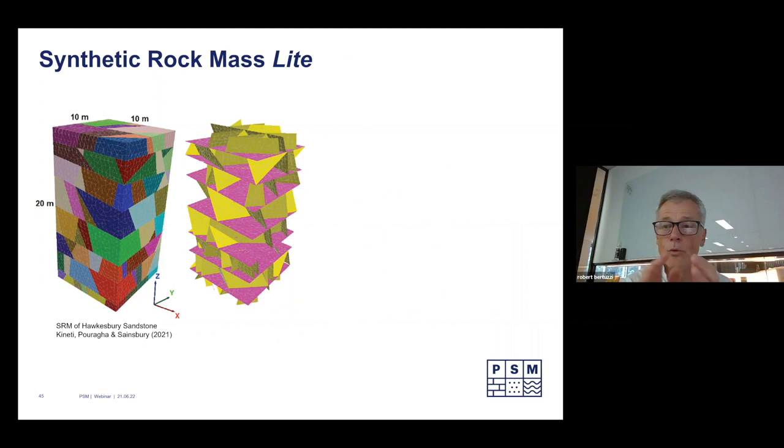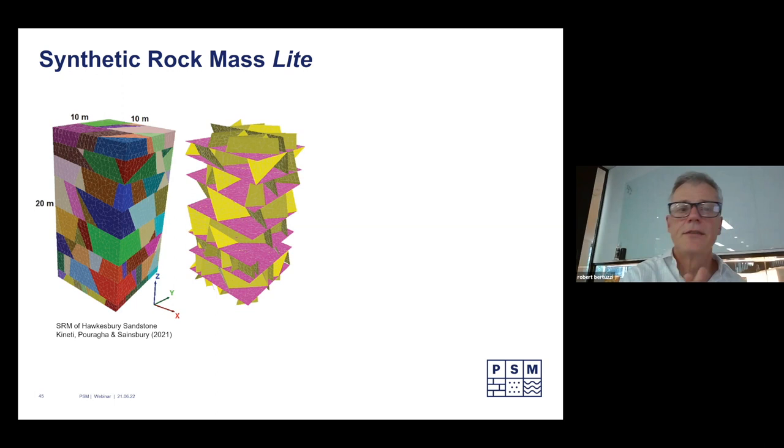There's an alternative that's been developed in the last few years, and that's recognizing that most of the failures are governed by defect kinematics. So you don't really need to get into the individual bonded particle. You don't have to get into the small scale. You can have a larger scale and assume that's almost an intact rock, and that almost intact rock is separated by defects. So, for want of a better term, my colleague Jiwoo Ahn suggests that this could be called a synthetic rock mass light.